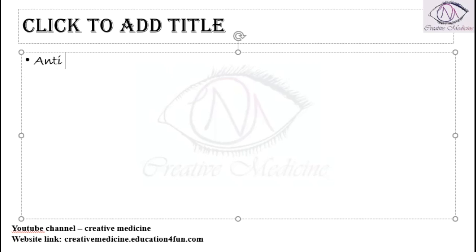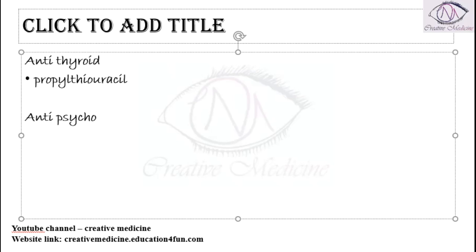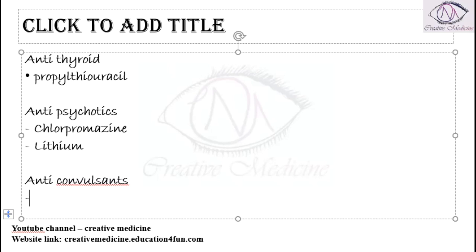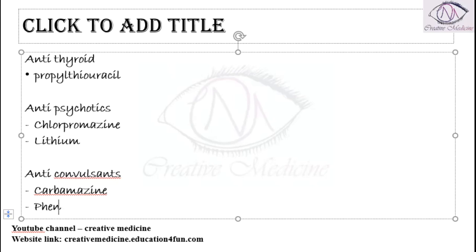Similarly, we have anti-thyroid drugs like propylthiouracil. Okay, anti-thyroid drugs like propylthiouracil is associated with SLE. Then we have antipsychotics. In the antipsychotics, we have chlorpromazine and lithium may be associated with SLE. Then we have anticonvulsants. In the anticonvulsants, we have carbamazepine, and also phenytoin is also associated with SLE.